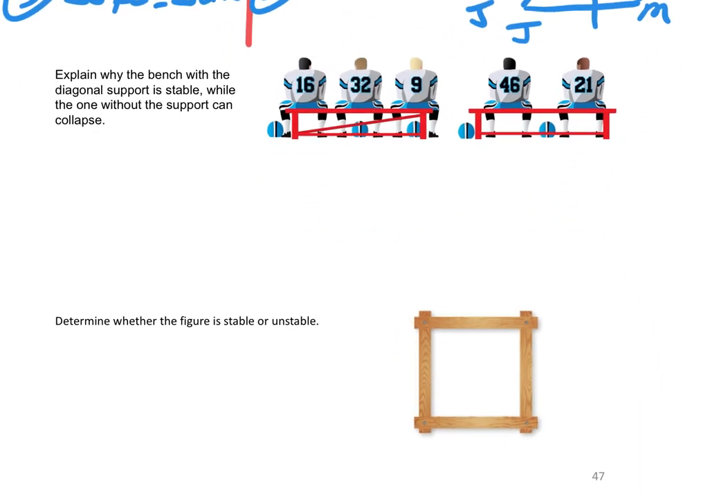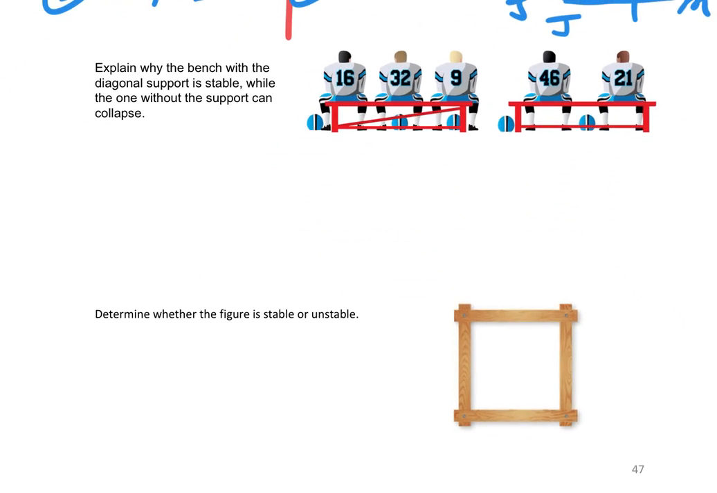As we look at these two benches that the football players are sitting on, explain why the bench with the diagonal support is stable while the one without the support can collapse. Why are these two different? Corey, what do you think? The one with the diagonal support, it makes a triangle, and the weight from the top point of the triangle gets sent out to the edges and the frame and the ground, so it relieves some of the tension from the top. Yeah, that's exactly right, okay?